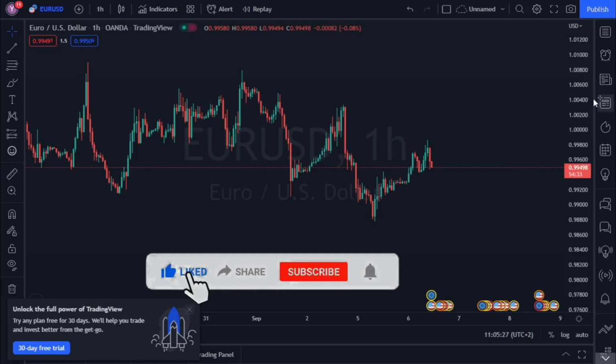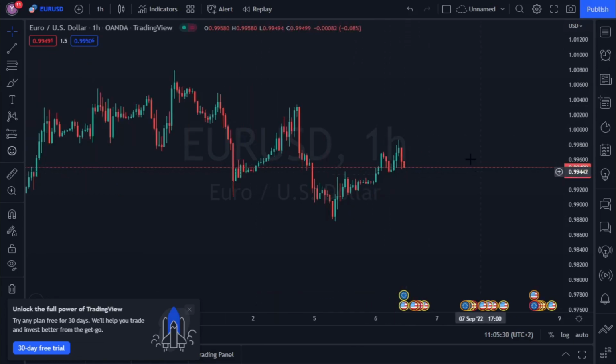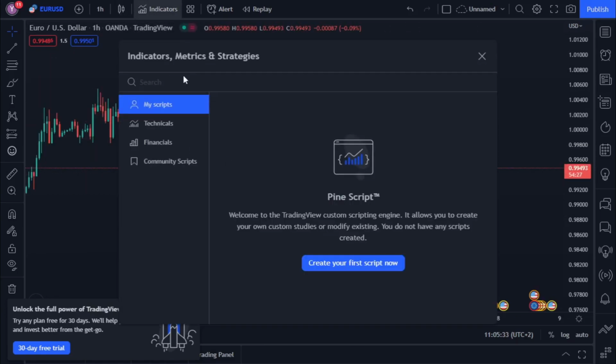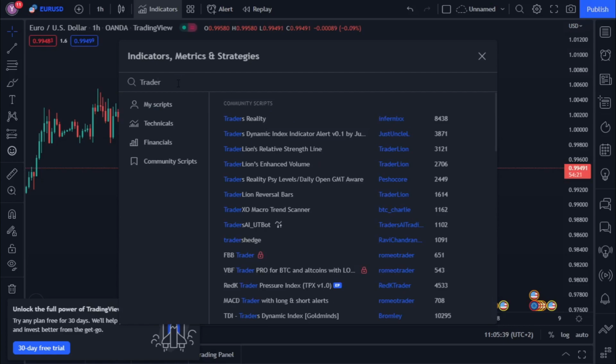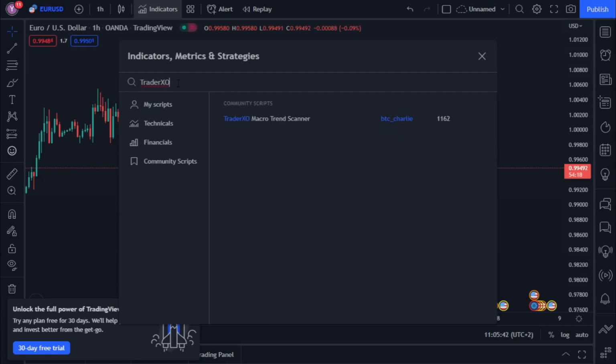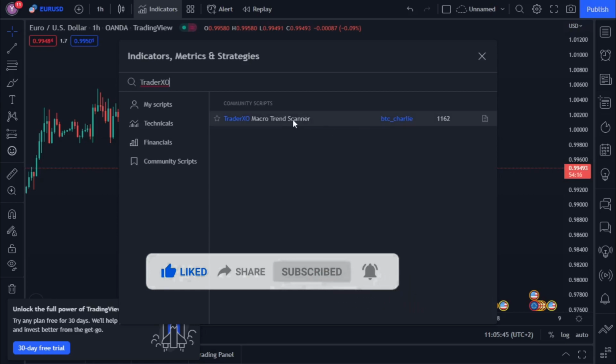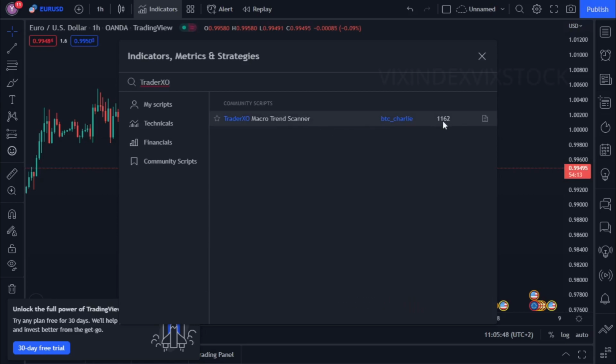So here is the tool that I found for you. Let's just go to indicators. We're going to search for Trader X or Macro Trend. We're going to use this tool today. At the time of this video, it says just above 1,000 installs. So it's making progress. It means people are getting to look at it and test it out, and so we'll see. So we're just going to add it to our chart, and it's a free indicator.